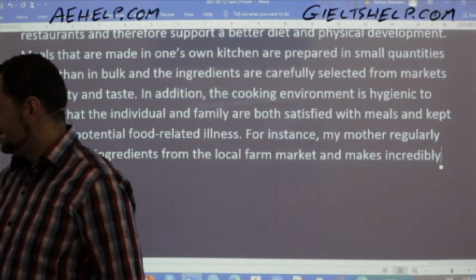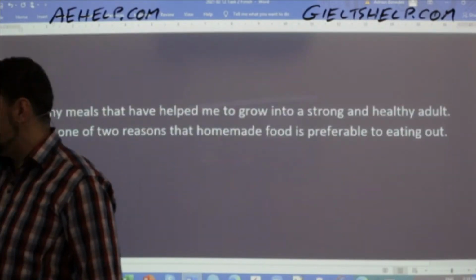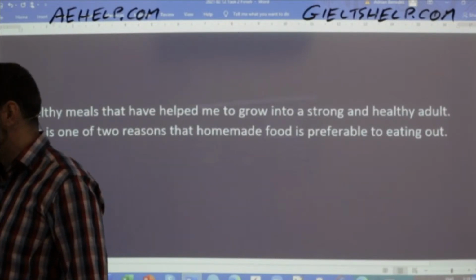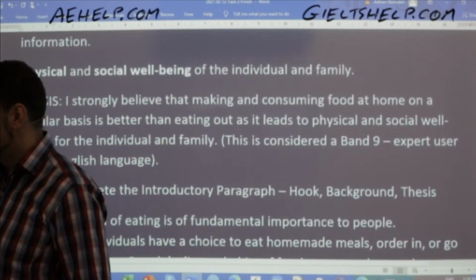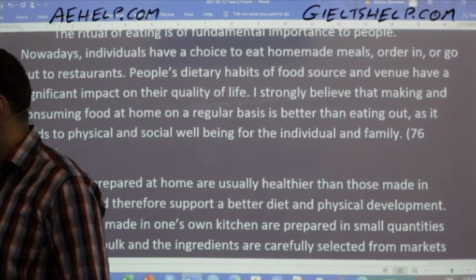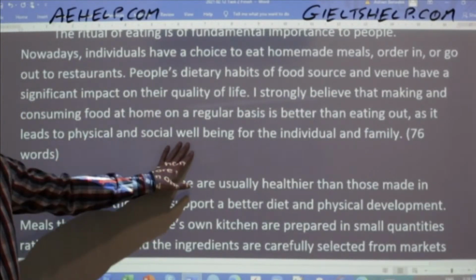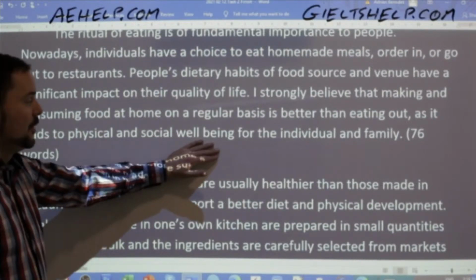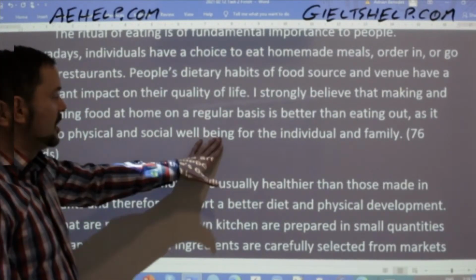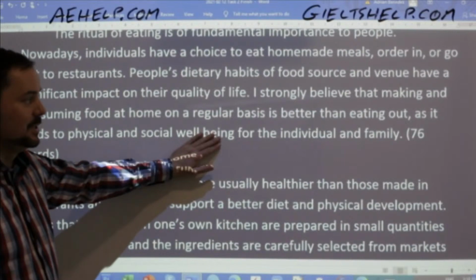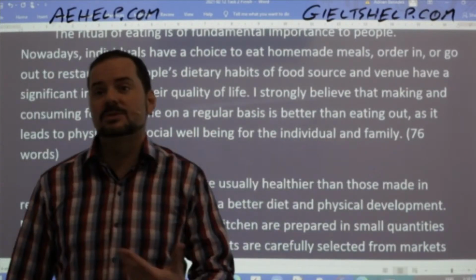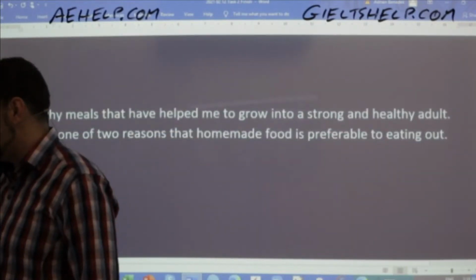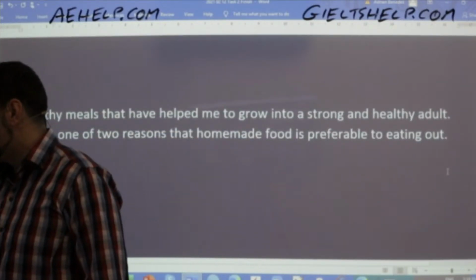Okay, so let's see. The second point is the social well-being, right? So the social well-being of eating at home, okay? So it's better for our communication, our personal development with our families. All right, so let's do a topic sentence about that. Let's keep going a little bit. Let's see how far we can get, okay? All right.